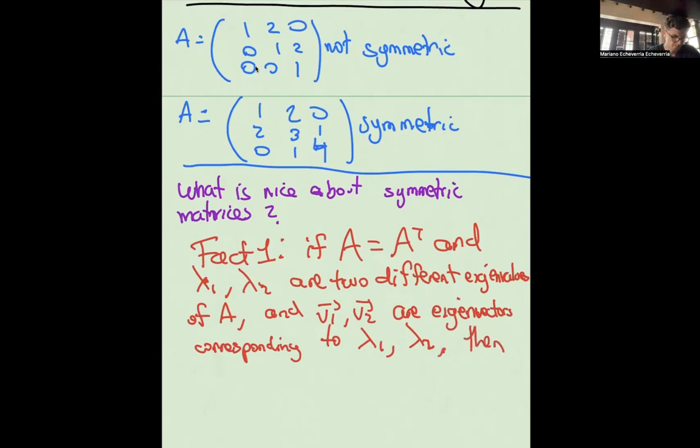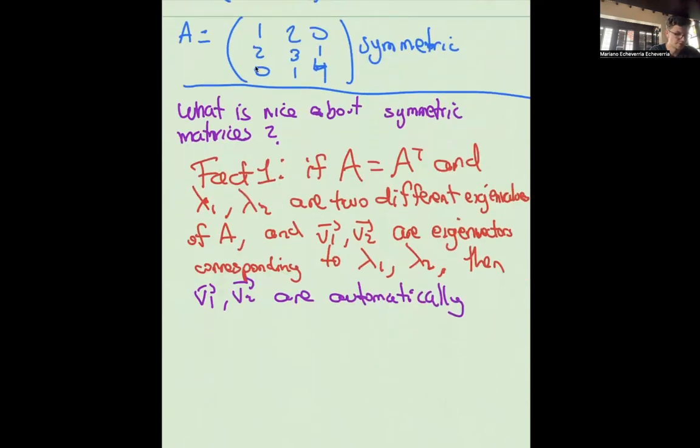V1, V2 are automatically orthogonal. I'll put both words just to remind you that they mean the same. You'll see why that's nice in a couple of minutes. It's useful because it says that if you have two different eigenvalues, their eigenvectors in the symmetric case come out completely perpendicular to begin with. You don't have to do anything to them.